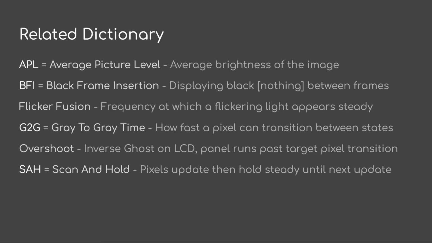Flicker fusion. This is the frequency at which a flickering light appears to be steady to a human observer. G to G, gray to gray time: how fast a pixel can transition between states. Overshoot. This is an inverse ghost on an LCD. The panel runs past its target pixel transition. Scan and hold. Pixels update and then hold steady until the next update.